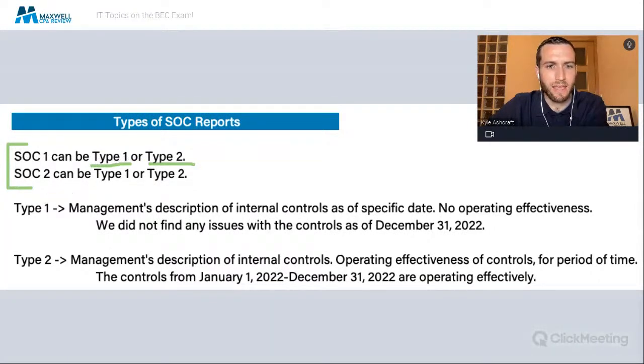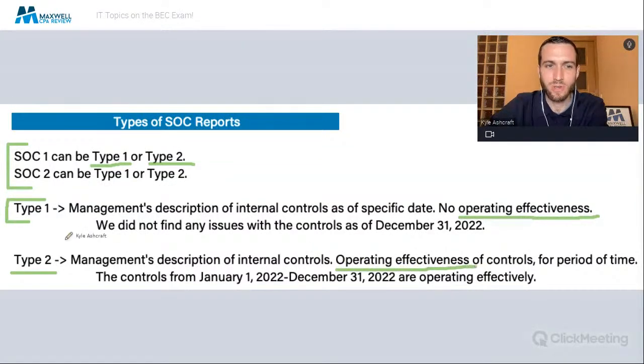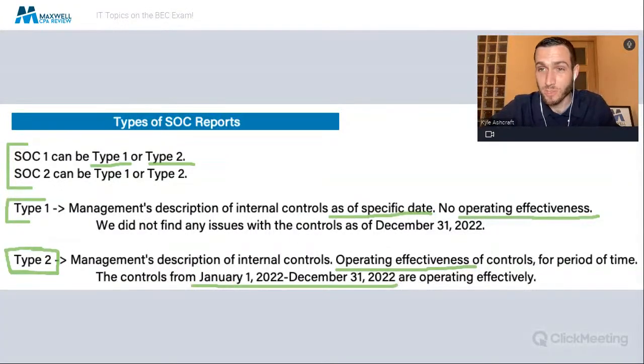So a type 1 report means that you're not looking at the operating effectiveness of the controls. So in other words, you're not going as in depth with the testing. Whereas for this type 2, you are looking at the operating effectiveness. So a type 2 is more reliable than a type 1 is. And also the type 1 is looking at the controls as of a specific date. So it's not looking at them for a period of time like the type 2 report is doing. So type 2 is much better. It's because it's a more comprehensive kind of testing.